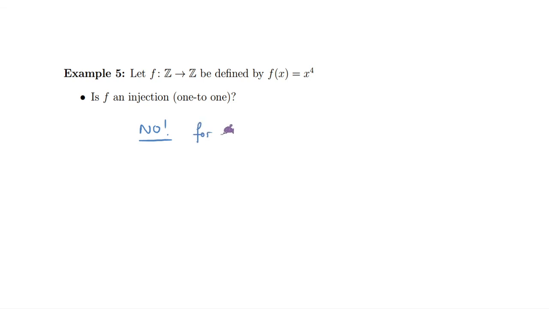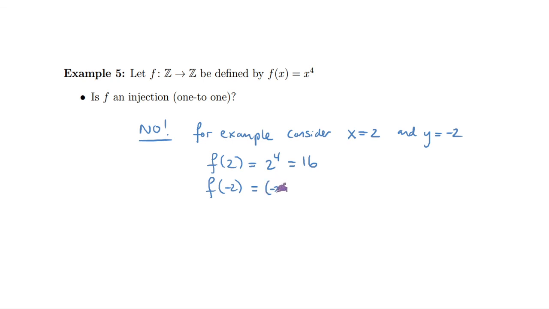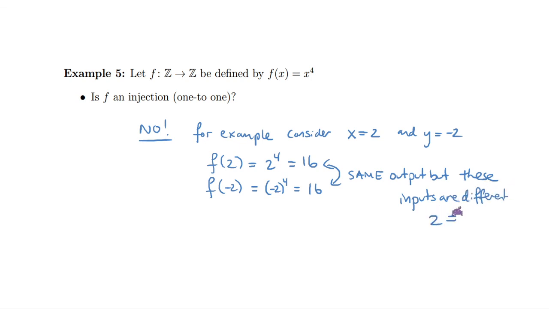For example, consider x equals 2 and y equals minus 2. Okay, well, what's f of 2? f of 2 would be 2 to the fourth, which is 16, right? And what about f of minus 2? f of minus 2 will be minus 2 to the fourth, which is also 16. So they had the same output, but these inputs are different, right? 2 is not equal to negative 2. So that means that the function is not an injection.